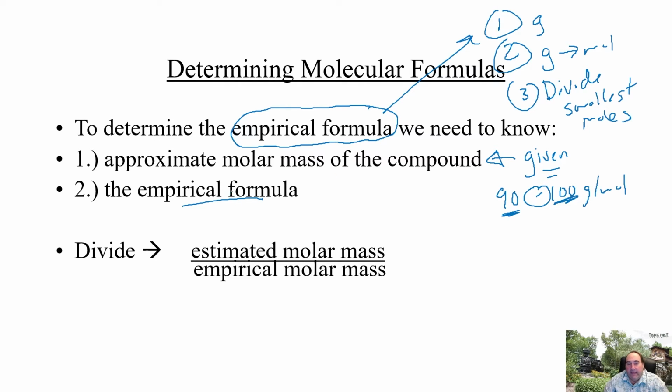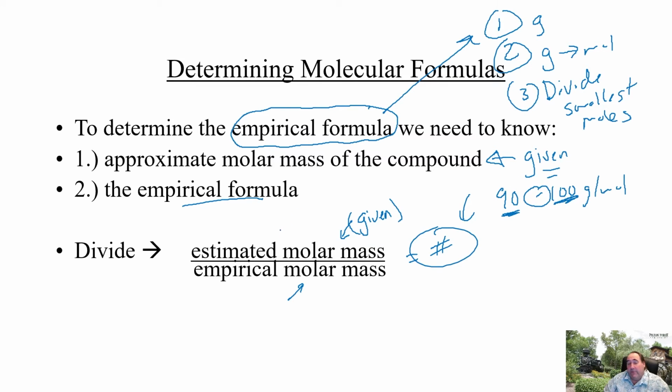Well, you take the estimated molar mass of the compound, which is usually given to you in the problem. You divide it by the empirical formula's molar mass, and you will get a number. This number is usually a whole number. This is also a situation where you could do a little more rounding than you would in an empirical formula situation. So usually this number should be pretty close to a whole number. If it's not, it's probably okay to round in this particular case.